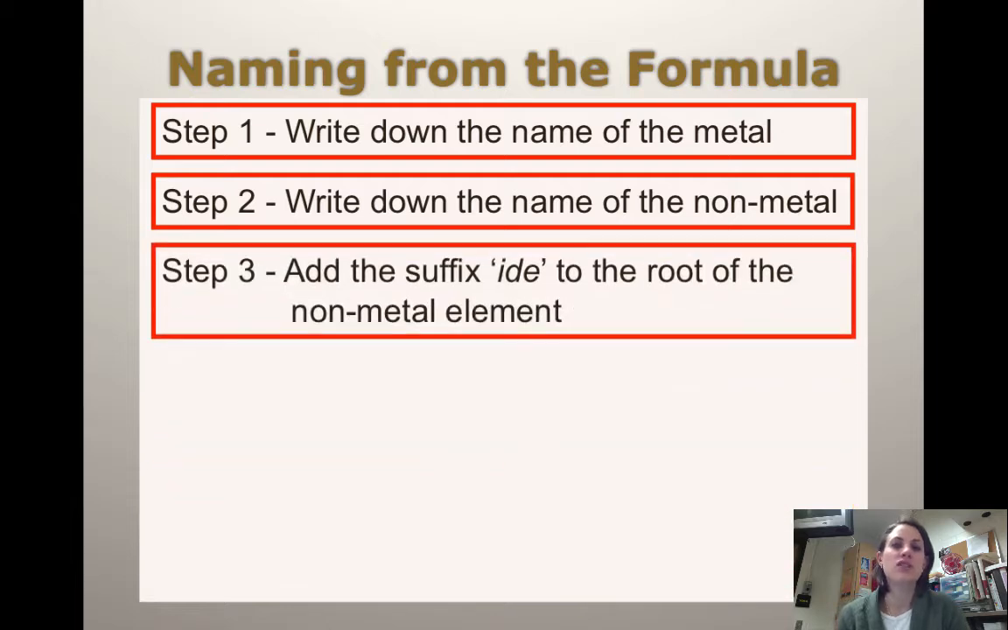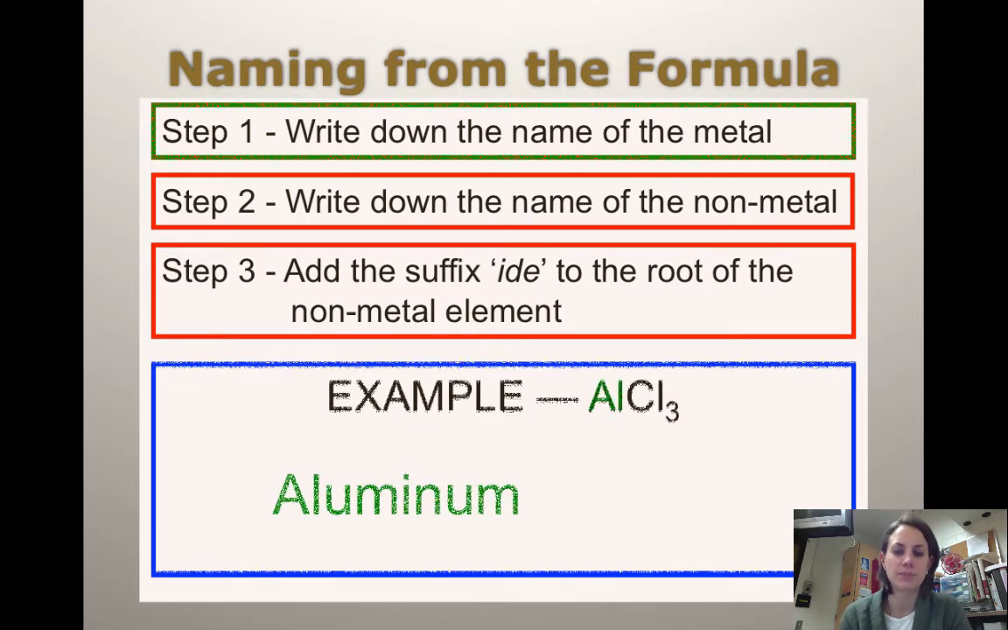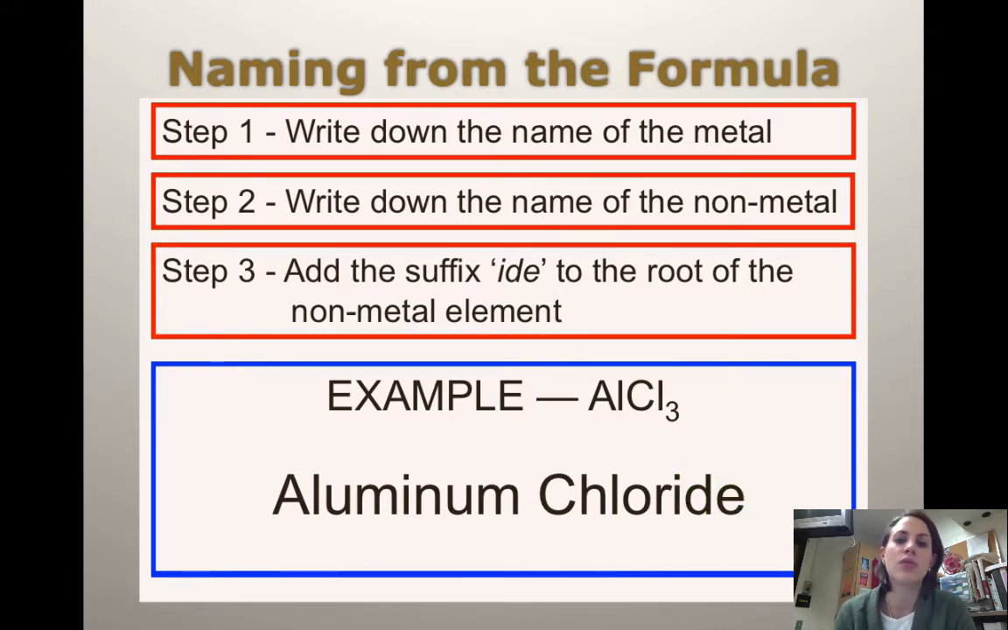The first thing we need to do is write down the name of the metal. We name that just the way it is. Then we write down the name of the non-metal, and we change the ending to -ide to the root of the non-metal element. So here's my first example. I have AlCl3. I name the metal, which is aluminum. I name the non-metal, which is chlorine, but now I add the suffix -ide to the root, and so it becomes chloride instead of chlorine.